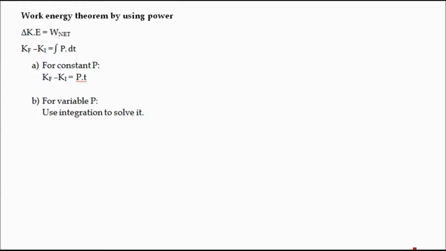On work energy theorem using power. As we know from the work energy theorem, the work done by all forces is equal to the change in kinetic energy. The forces can be conservative, non-conservative. So basically work done by all forces, W net, is equal to change in kinetic energy, that is Kf minus Ki. And we know that the power is equal to dW by dt.